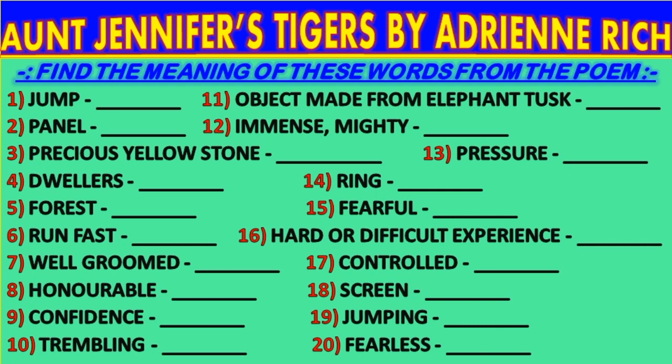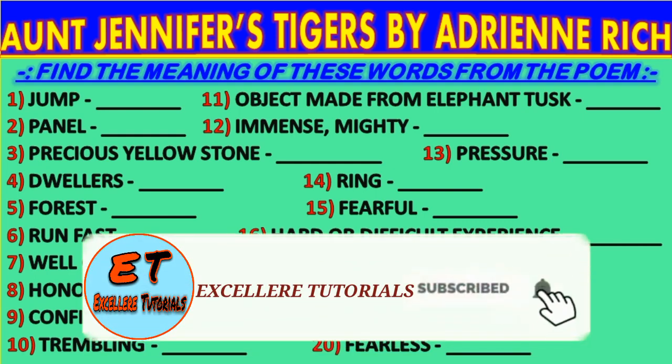Find the meaning of these words from the poem. First, jump. Second, panel. Third, precious yellow stone. Fourth, dwellers. Fifth, forest. Sixth, run fast. 7, well groomed. 8, honorable. 9, confidence. 10, trembling. 11, object made from elephant tusk. 12, immense or mighty. 13, pressure. 14th, ring. 15th, fearful. 16th, hard or difficult experience. 17th, controlled. 18th, screen. 19th, jumping.